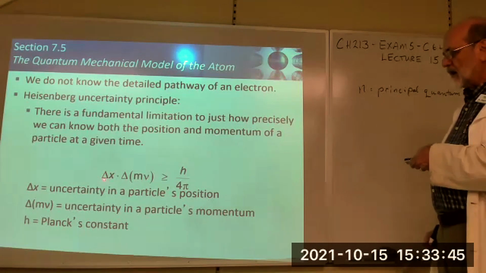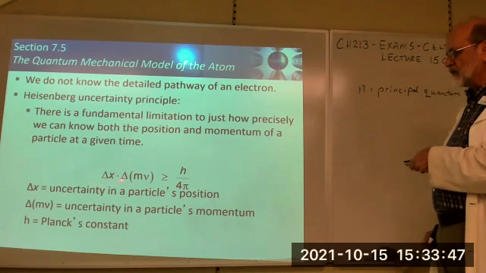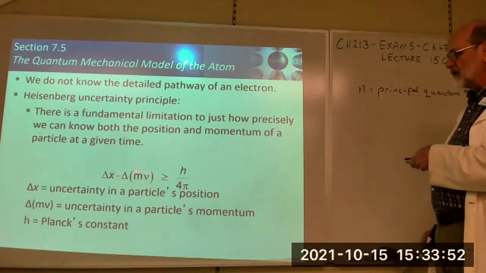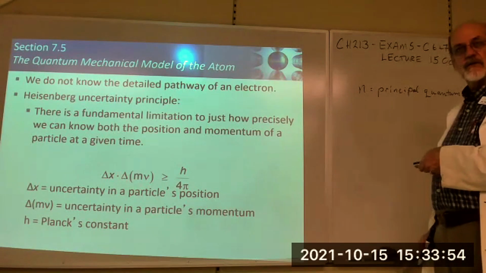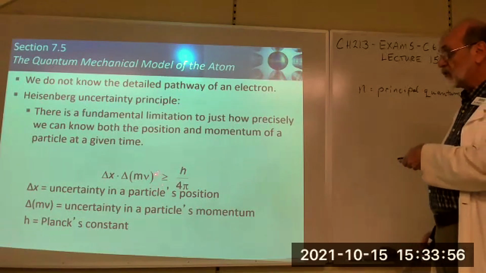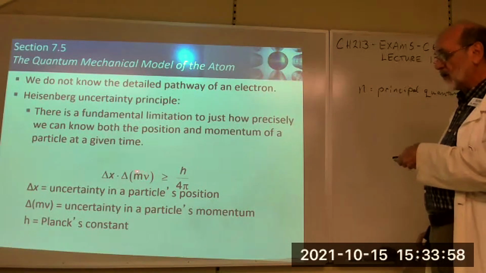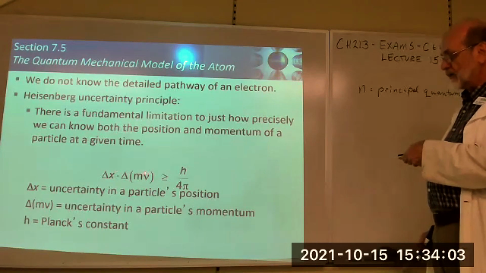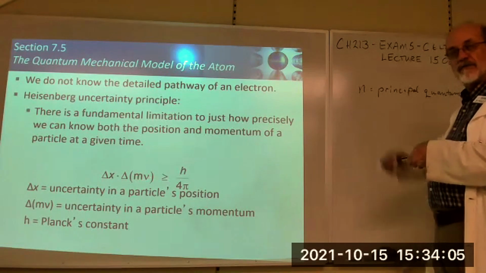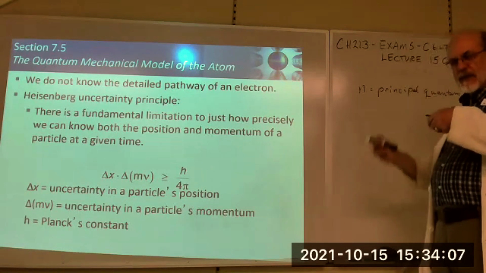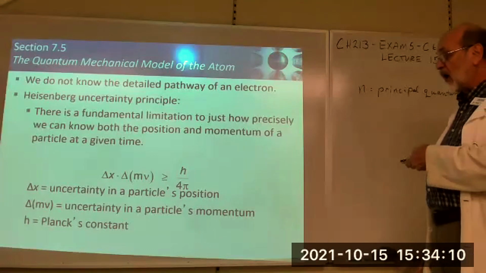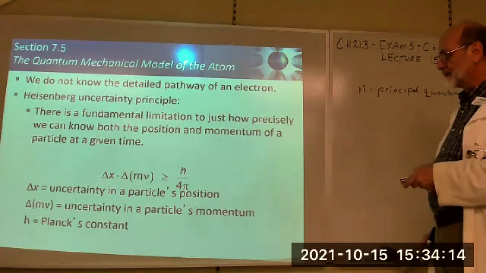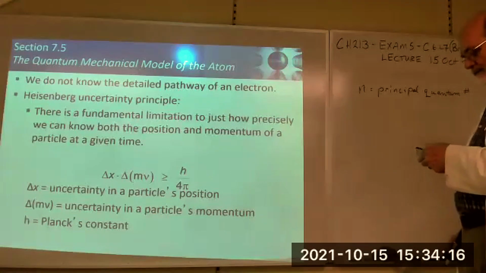So if the uncertainty of the position is very large, then the uncertainty of the velocity is very small, which means you can find out how fast it's going, but you can't know where it is, or vice versa. If the uncertainty of the velocity is very small, then the uncertainty of the position is very large. That's what that's saying.